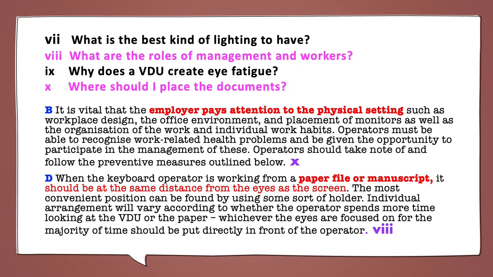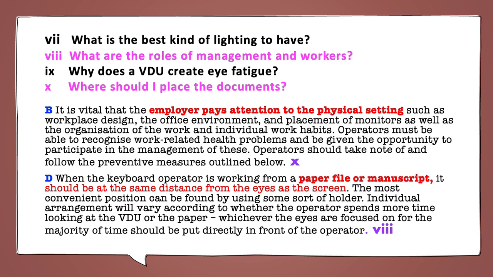Seventh heading is about lighting. There's no reference to lighting in this text, so you need to ignore it. And let's move on to the eighth one. Eighth one is related to administration, and section B talks about employers' responsibility in paying attention towards physical setting of the workplace. So the answer for heading 8 matches with section B.